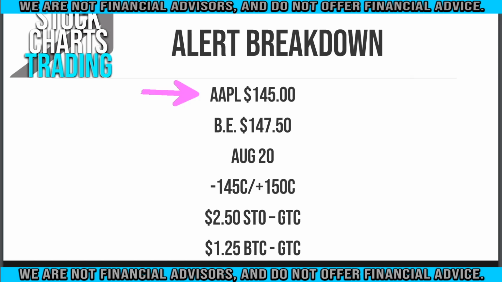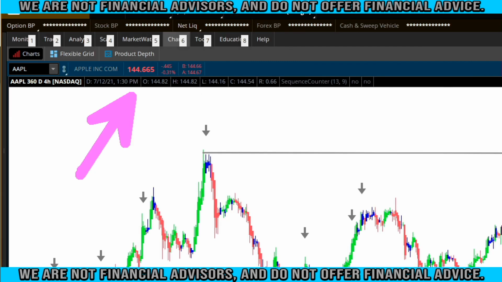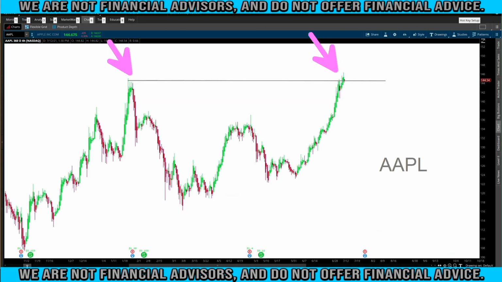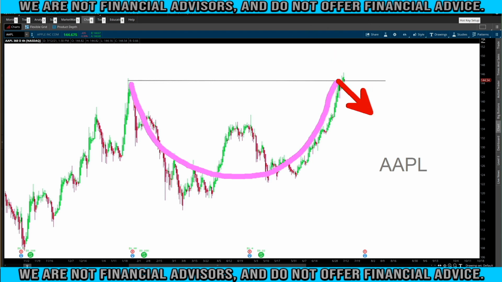So now let's match up the trade alert with the actual chart. So here's Apple at $145. Right now you can see Apple's at $144.66. Coming up into resistance, so we think it will sell off from here. At least go low enough to make the handle part of this cup and handle.